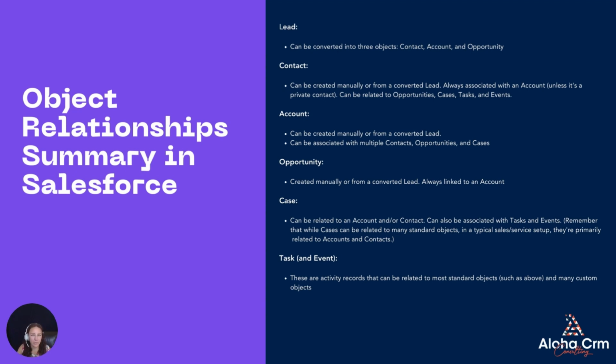Next, you have the account, which can be created manually or converted from a lead and can be associated with multiple contacts, opportunities, and cases. Next, you have opportunity, which can be created manually or from a converted lead, and it's always linked to an account, and it can be linked to a contact. Then you have cases, which can be related to an account and or contact, can be associated with tasks and events. And the next up you have is tasks and events. Tasks are activity records that can be related to most standard objects, such as the above mentioned, and many custom objects depending on how that custom object has been set up.